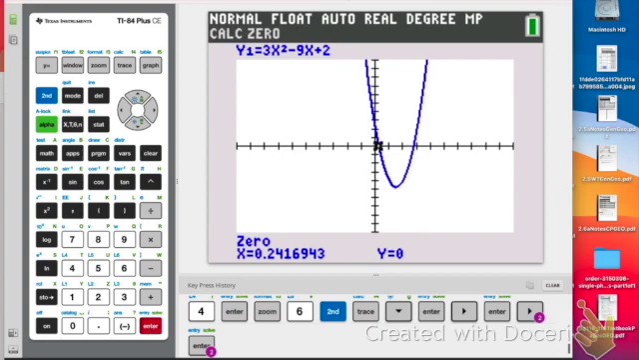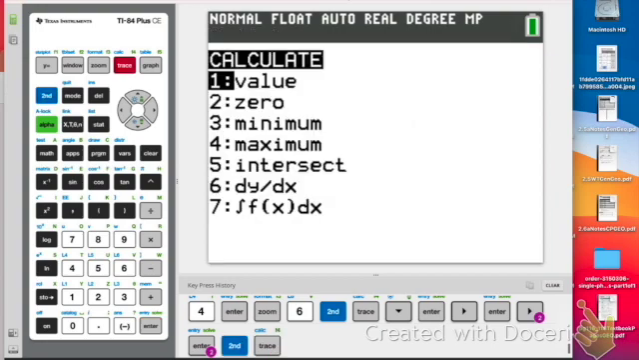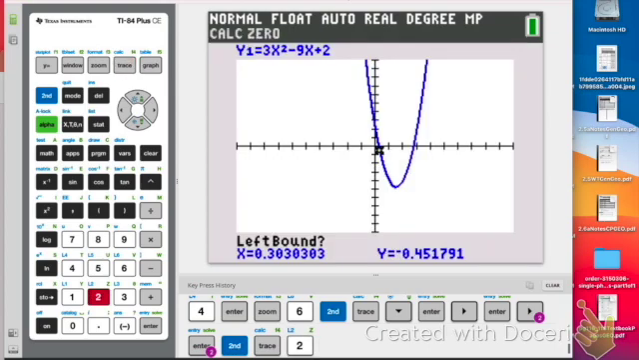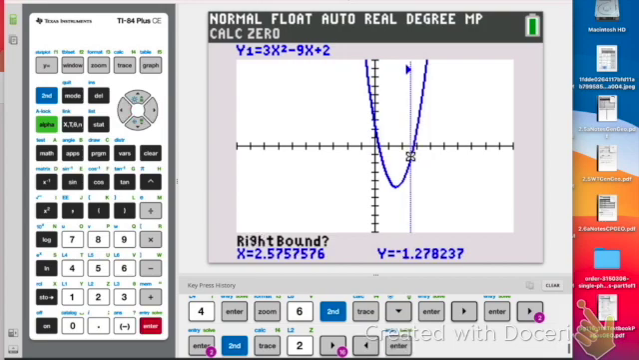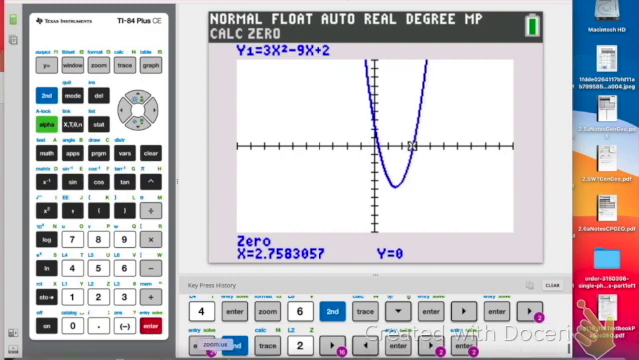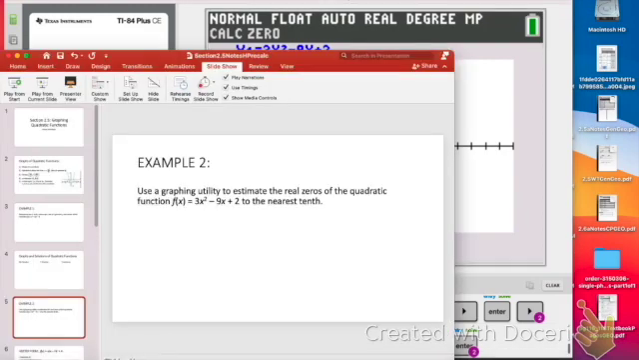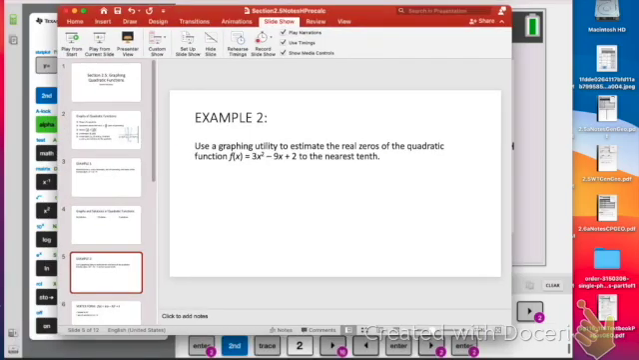And then if I need to find the second one, I'm going to do another second trace, number 2. And then come from below, hit enter, get above it, hit enter. Don't worry about guessing, and we have 2.8. So my answers were 0.2 and, what did I say, 2.8?